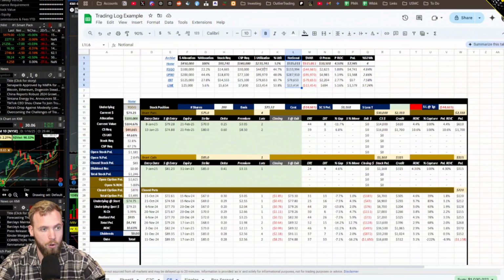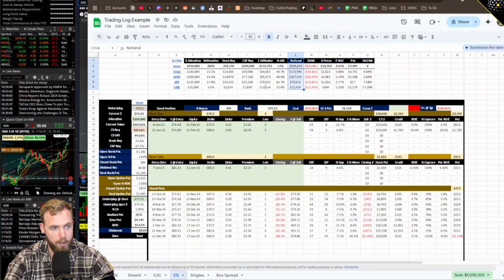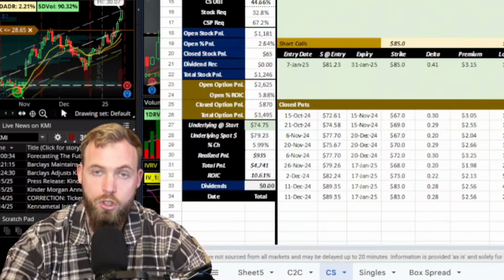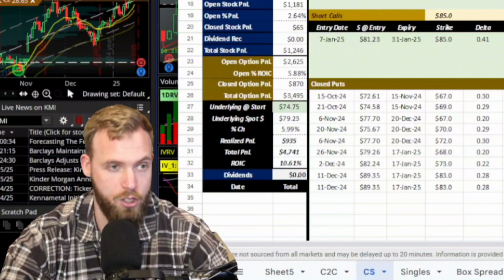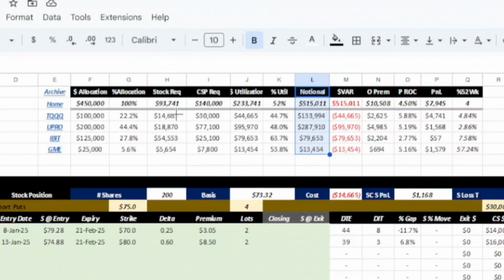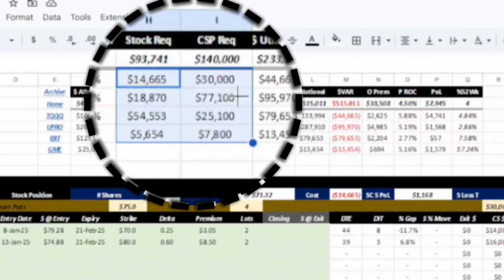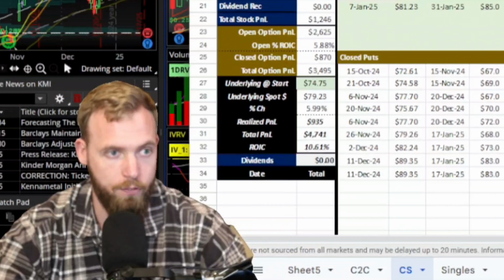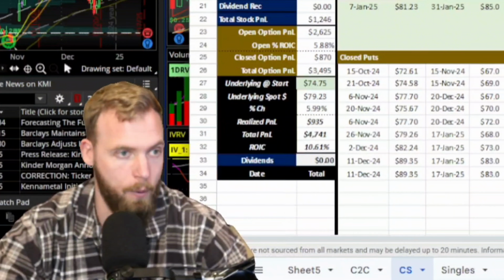Then we have overall dollar utilization. So how much money is tied up in the trade right now. That includes both cash secured puts and long shares. And you can see that I break that out here so that I can say, okay, right now I'm only actually a little bit in equity outright for TQQQ and I'm mostly in cash secured puts. Does that reflect what I want to have right now?